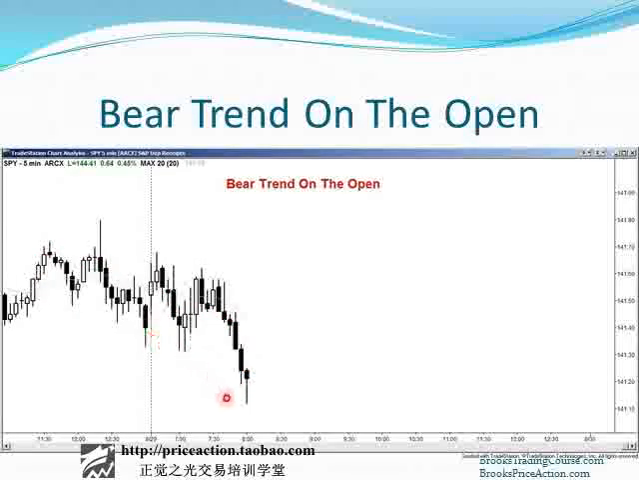You can say it's a parabolic wedge. 2 pushes down, 3rd push down. Possible low of the day, right? Right now, I think this is not a strong buy signal. We have a bear trend from the open. We started selling off on the open. And we had the double top, and we're selling off again.